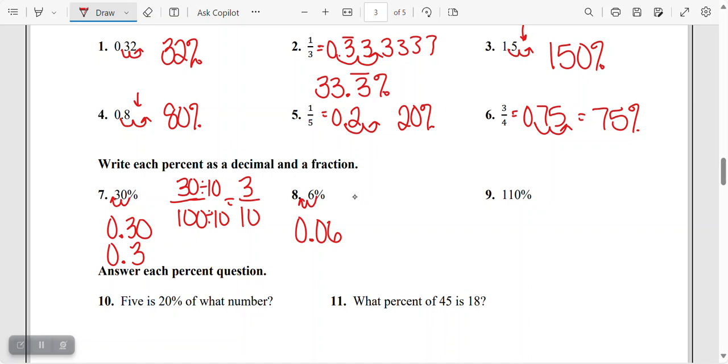Writing the percent as a fraction, we put it over 100. This fraction is not reduced. We need to divide the top and the bottom by 2. Both of these numbers are divisible by 2, and we get 3/50.